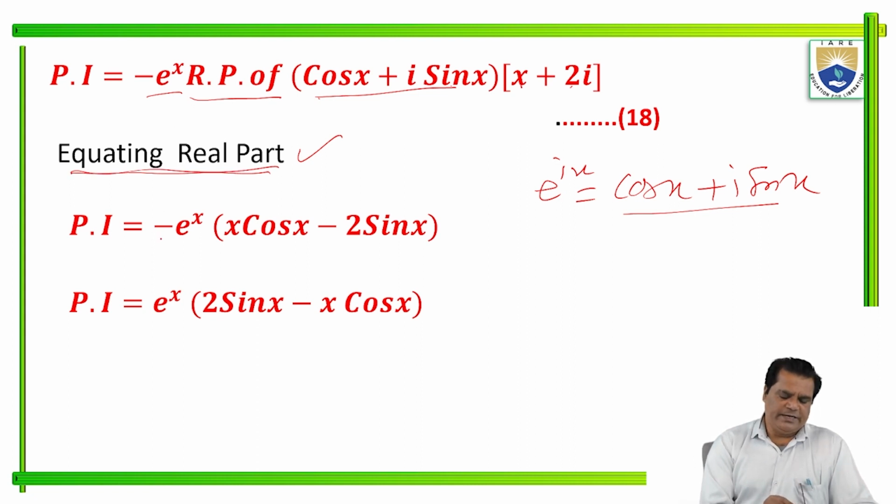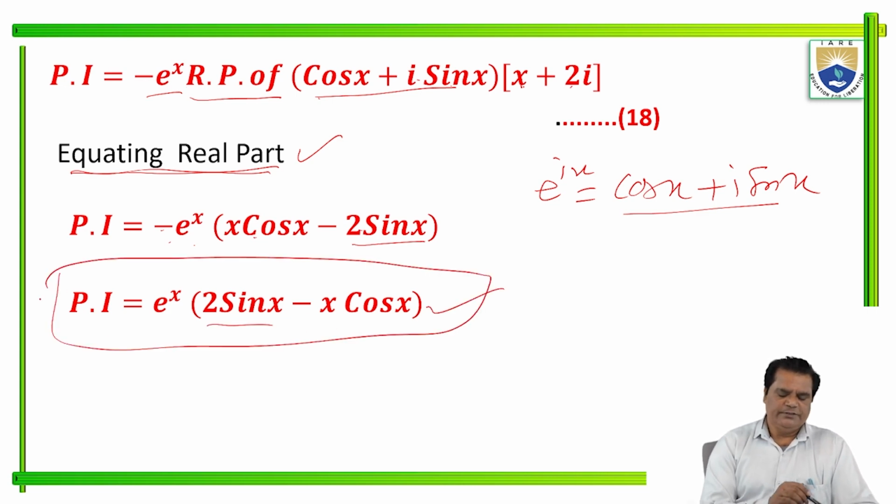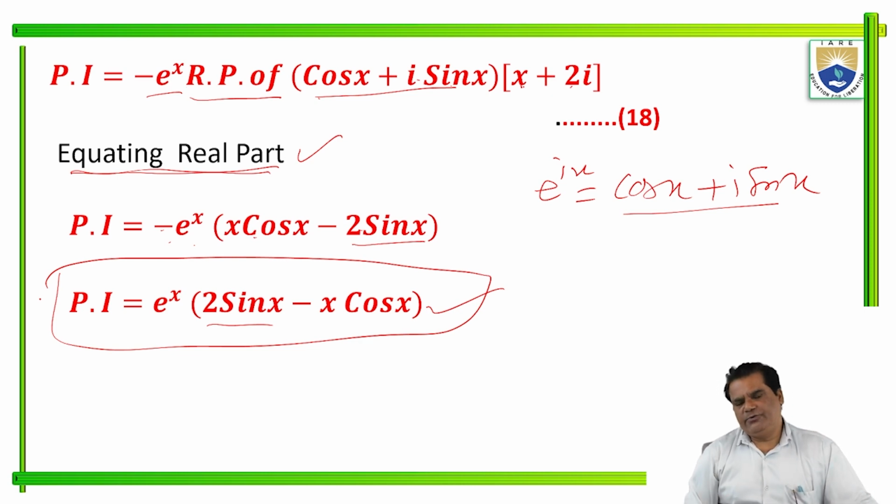So the answer is minus e to the power x real part. What is the real part? Real times real and imaginary times imaginary, then we find the real part. So here is x cos x minus, here this i into i square. i square is minus, so minus 2 sin x. Now multiply this minus sign into the bracket. Then 2 sin x minus x cos x. So this is the P.I. This is the second method to find the particular integral.